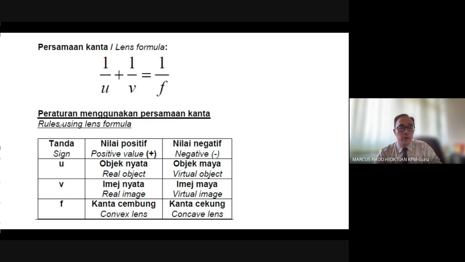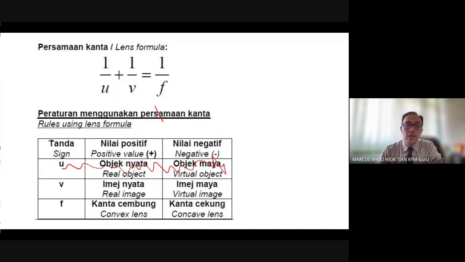Okay, so I wouldn't worry so much about this. I would want you to worry more about the V and the F, and this has to be remembered. If the V is a positive value after you calculate it, it tells you that the image is a real image. If the V is a negative value, it tells you that it's a virtual image.